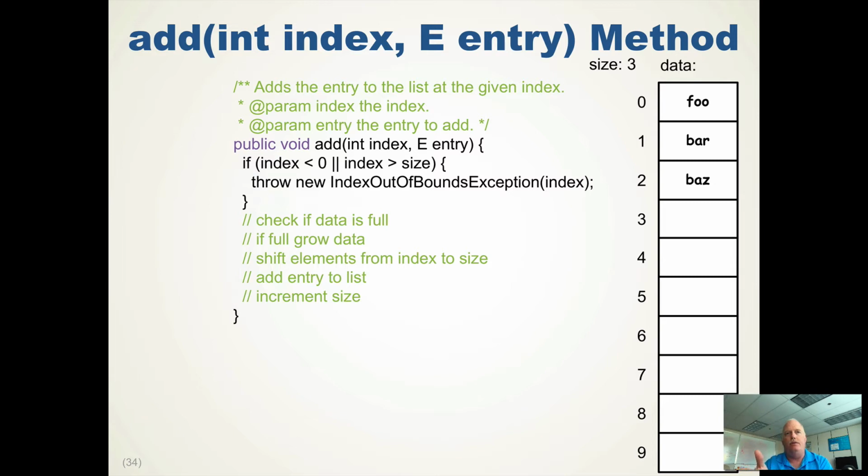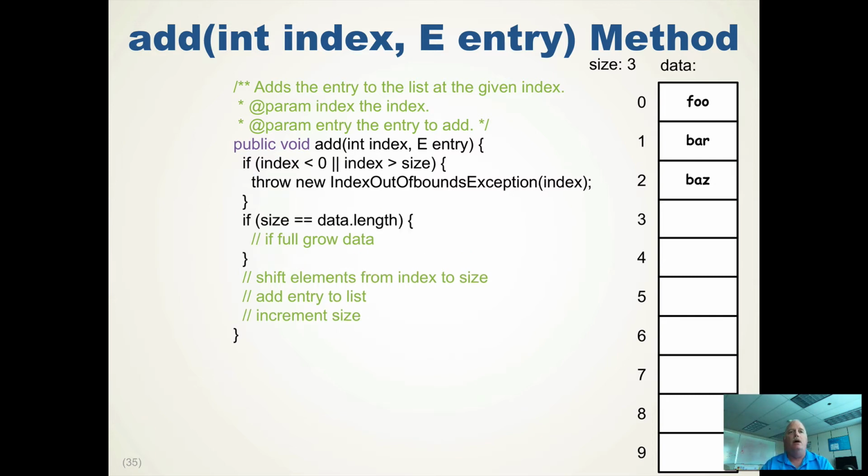and this time note that I can add at the end. So if I say add at size, that is legal because that's just what the add method does. So I can say greater than or equal to size, or greater than size, because if it is equal to size, that's legal. Throw my index out of bounds exception if it's not legal. I check the size by checking size versus data length. If it's full, I grow it by doing my array's copy of, and I double the length of my array.